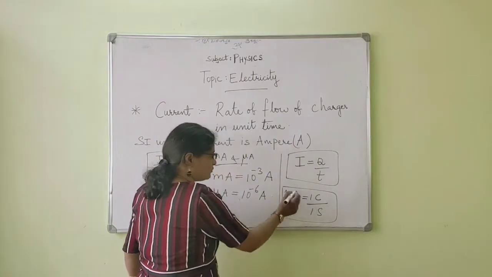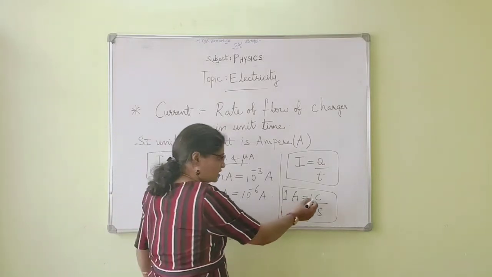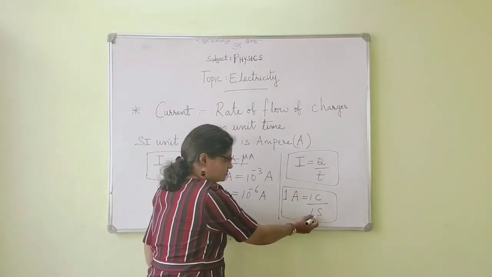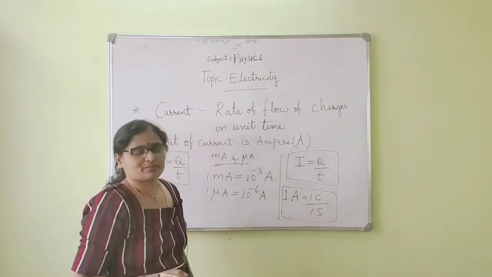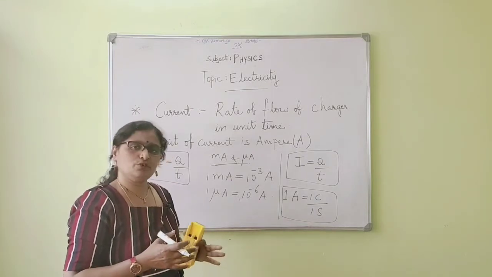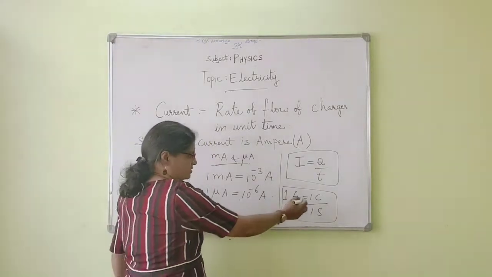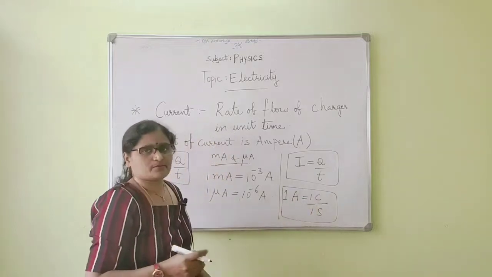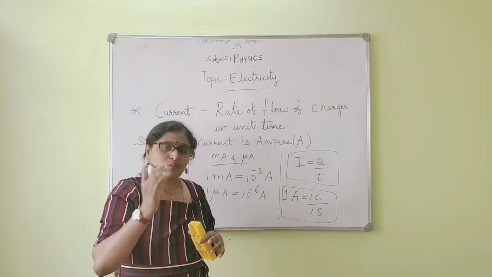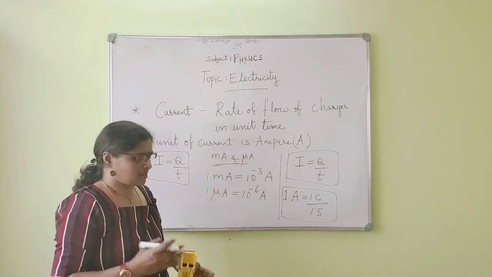So this is how from this formula we can easily define what is 1 ampere. When 1 coulomb of charge flows through a circuit in 1 second, then the current is said to be 1 ampere. So it is very clear. Without any memorization, you can easily understand and remember this concept. When 1 coulomb of charge is flowing through the circuit in 1 second, then we say the amount of current flowing is 1 ampere. This is how easily we can remember.